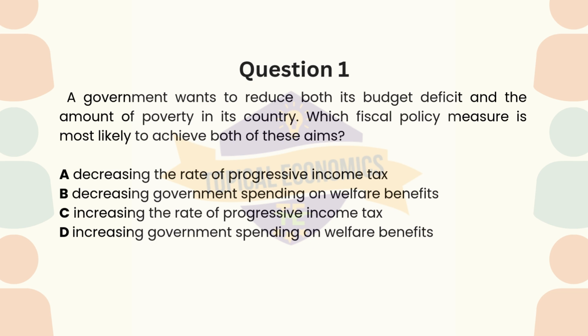However, yet let us look at option D also. Option D is increasing government spending on welfare benefits. Now while this could help alleviate poverty, it would require more government spending without a corresponding increase in revenue, thereby likely increasing the budget deficit. So the correct answer for the options that have been given is option C.